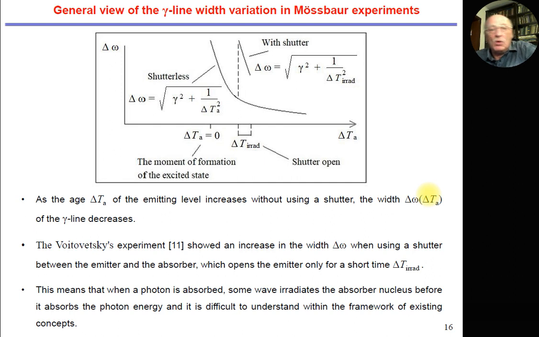Now I can give a general view of the gamma line widths in Mössbauer experiments. At first, as the age of the emitting level increases without using a shutter, the width delta omega of the gamma line decreases. The Vladimir experiment showed an increase in the width delta omega when using a shutter between the emitter and the absorber, which opens the emitter only for a short time, delta T radiate. This means that when a photon is absorbed, some wave radiates the absorber nucleus before it absorbs the photon energy, and it is difficult to understand within the framework of existing concepts.